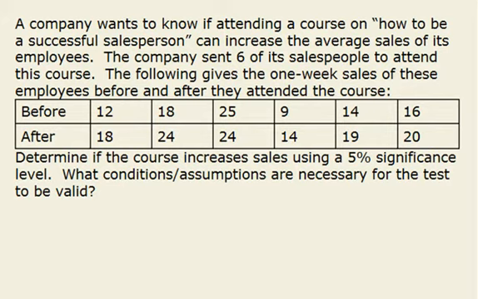This is an example where we have 2 sets of data that are not independent. They are paired up because what we have is the sales for an employee before and after they went to the course. So we would not expect those 2 numbers to be independent. Someone who is a better salesperson might have 2 high numbers versus someone who is not a good salesperson who might have 2 low numbers.